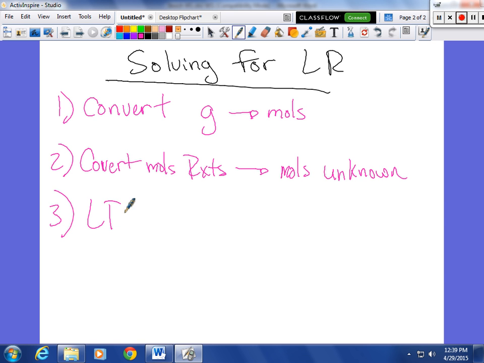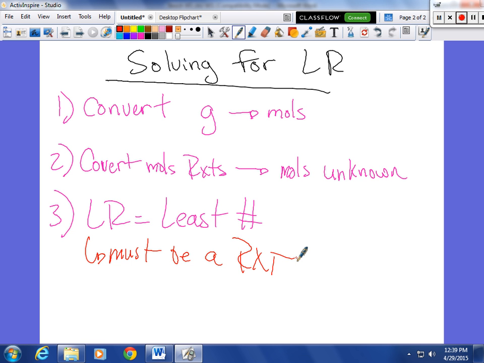So the LR is equal to the least number. But the key is, what does LR stand for? It must be a reactant. So many times I get people saying the LR is a product. That makes no sense. That would be called the limiting product. This is called a limiting reactant for a reason.